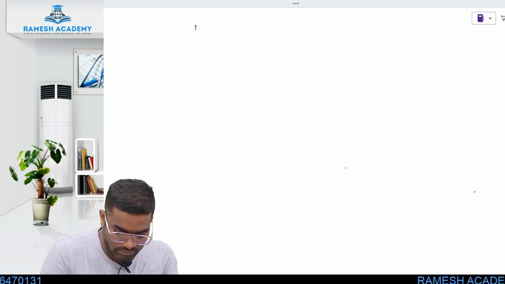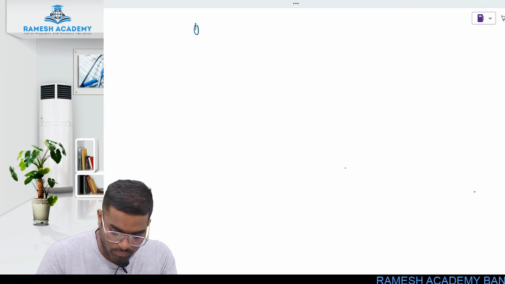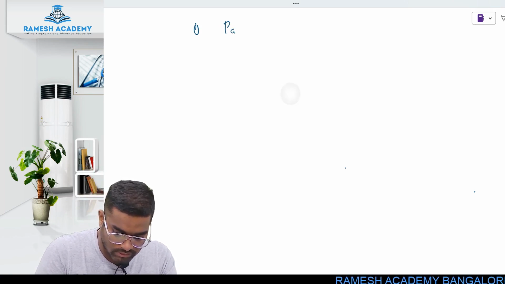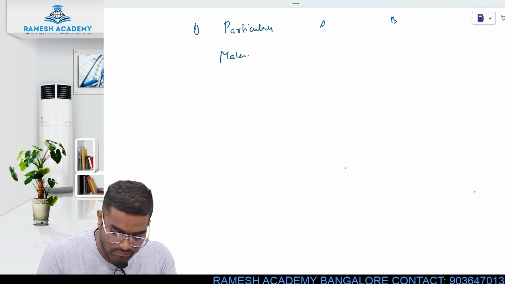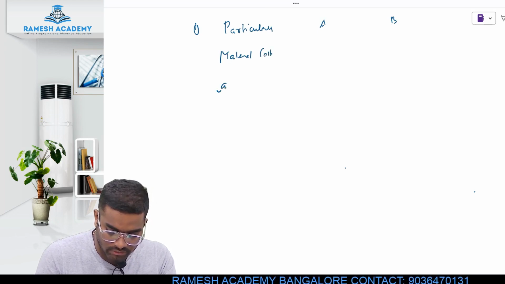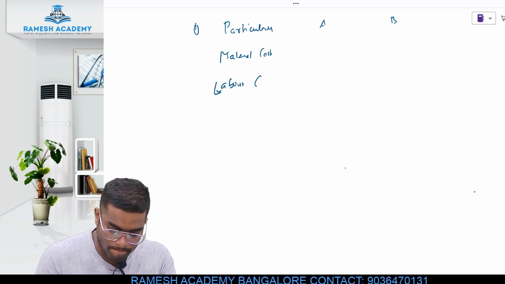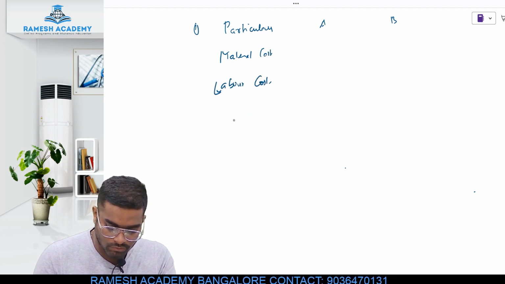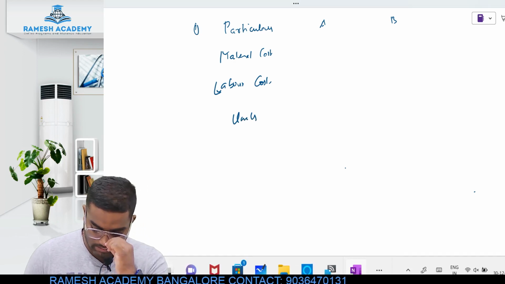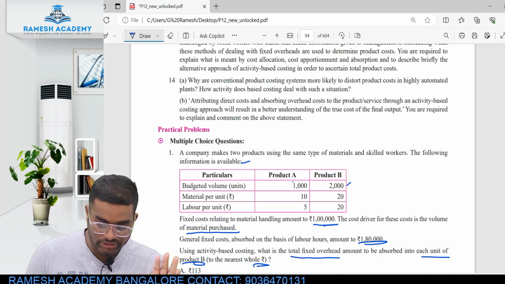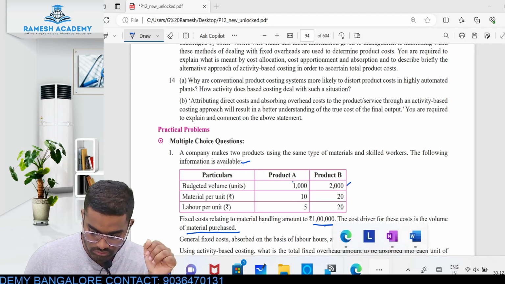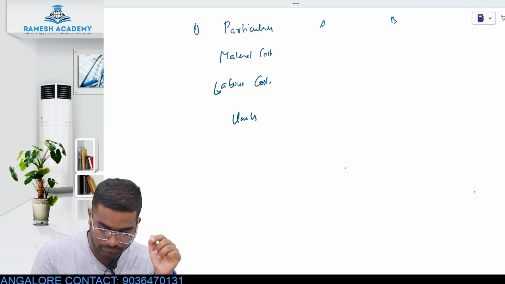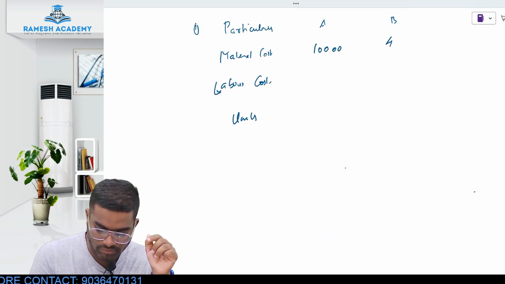We'll start with illustration 1. First we have two products, so I'll write particulars. We have product A and product B. First I'll take the material cost, then we have the labor cost, and then we have the units. First, material: what is the cost here? It is 10 rupees for 1000 units in case of A and 20 rupees for 2000 units in case of B. So 1,000 into 10 is 10,000, and this will be 40,000.